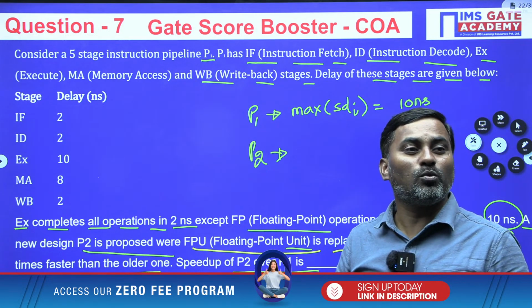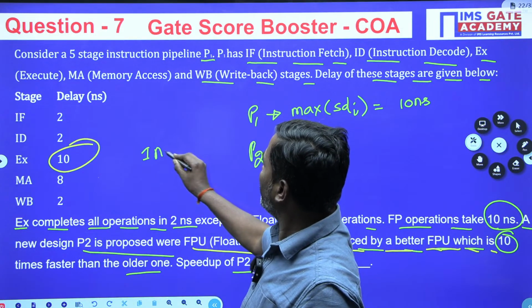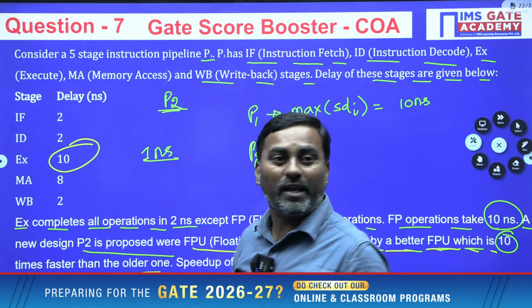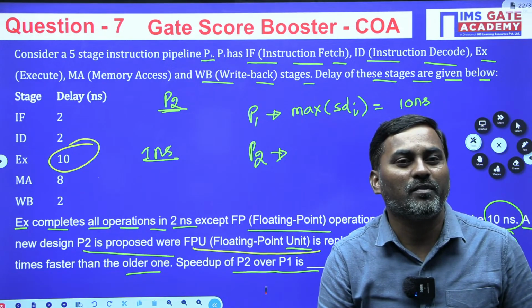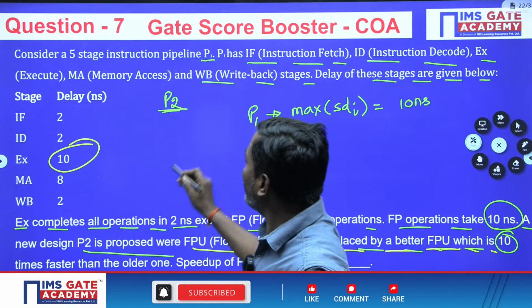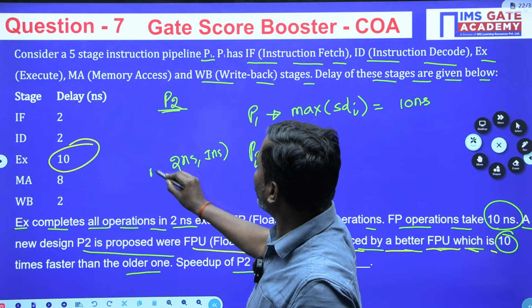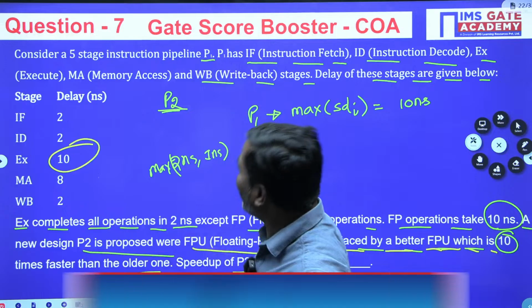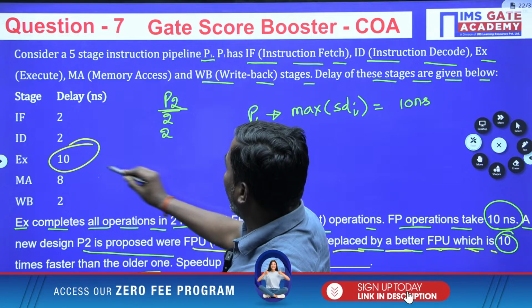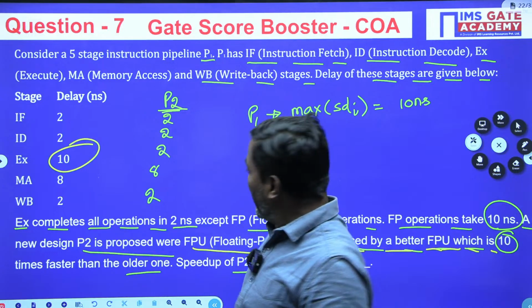But when it goes to P2, this stage becomes what? 10 times faster means what? It becomes 1 nanosecond only now. Under P2, delay for the execution stage is going to be 1 nanosecond only for floating point operations. But you understand, for non-floating point operations, this will not take 1 nanosecond. It takes 2 nanoseconds. Therefore, maximum of 2, 1 I have to take, so maximum of this is 2. Now P2 fetch will take 2, decode also 2, execution 2, memory is 8, write back is 2. Am I right or not?